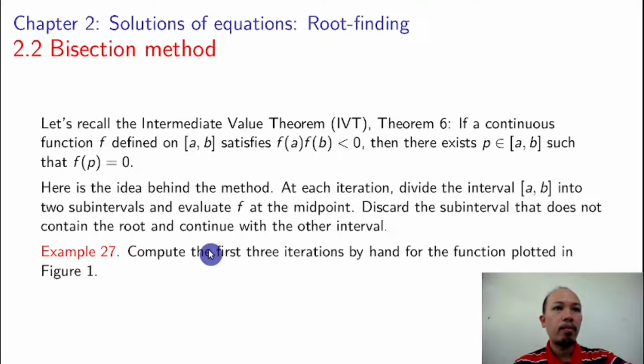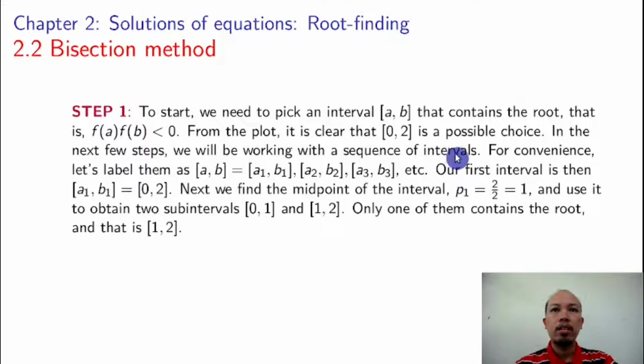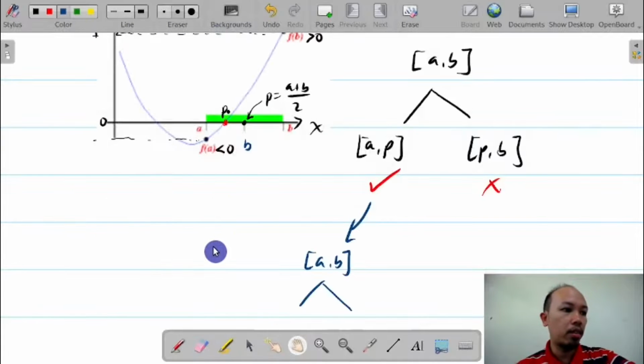Just like before, we will continue to divide the interval AB that we chose, which is 0,2, into the first interval A1, B1, and so on. We get the midpoint: 0 plus 2 is 2, divided by 2 is 1. This gives two intervals, 0,1 and 1,2, and only 1,2 contains the root. That's very clear in the graph.